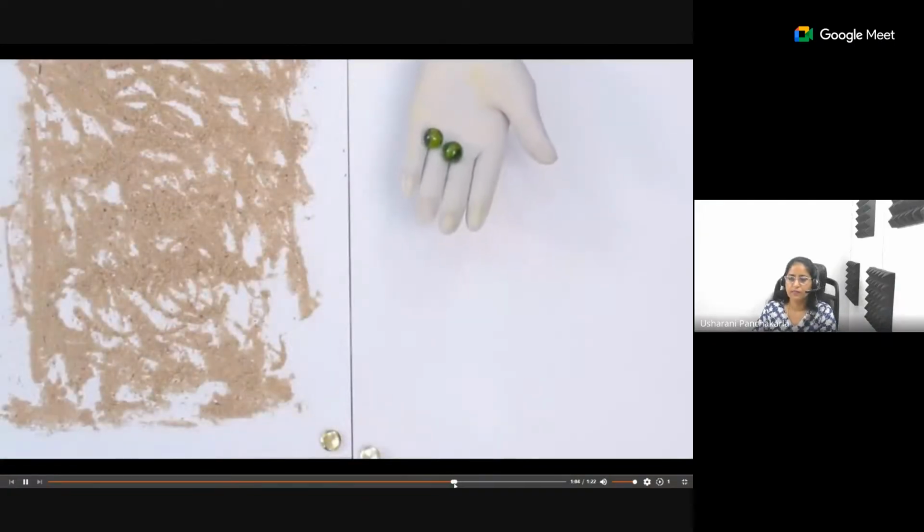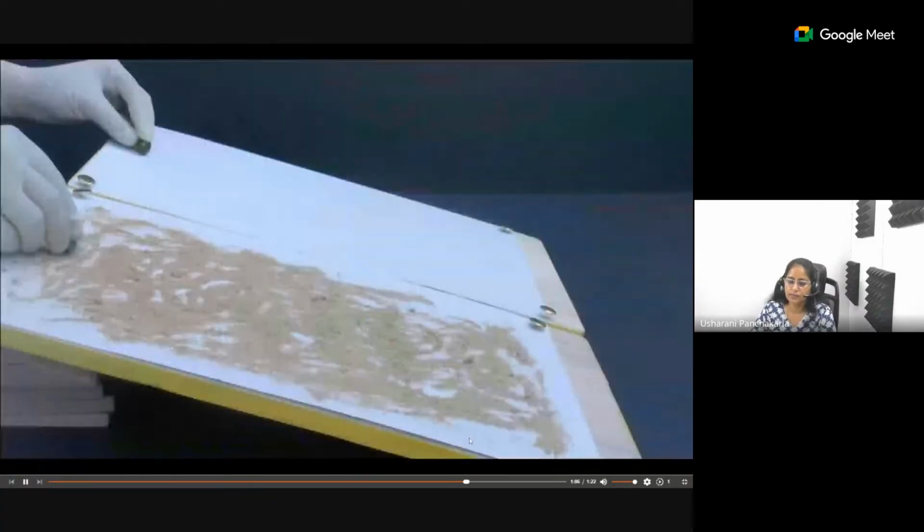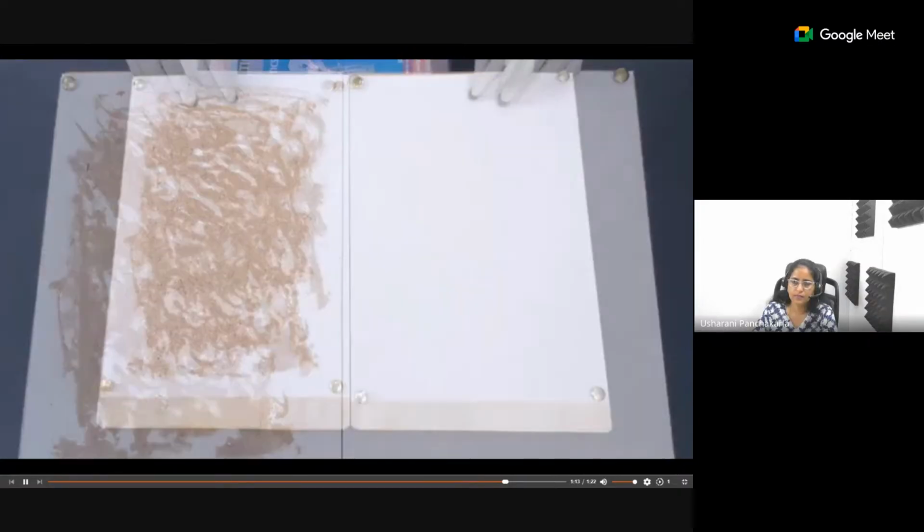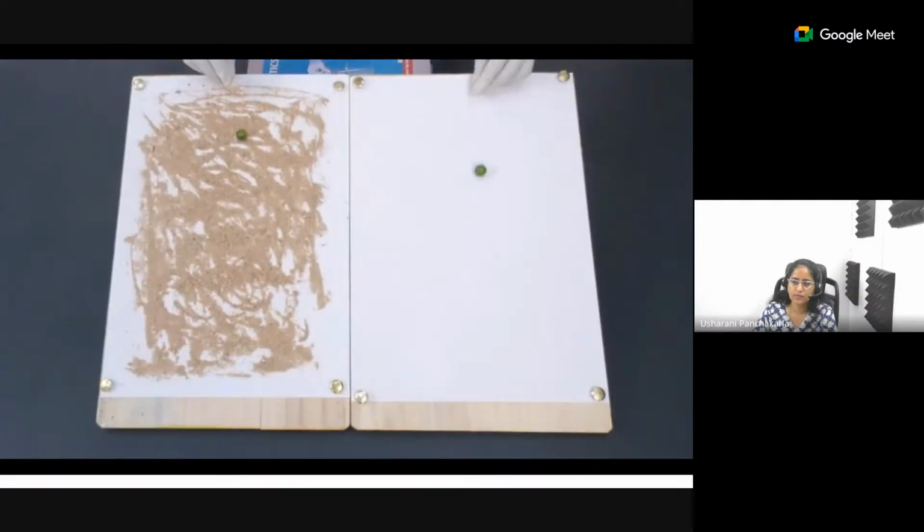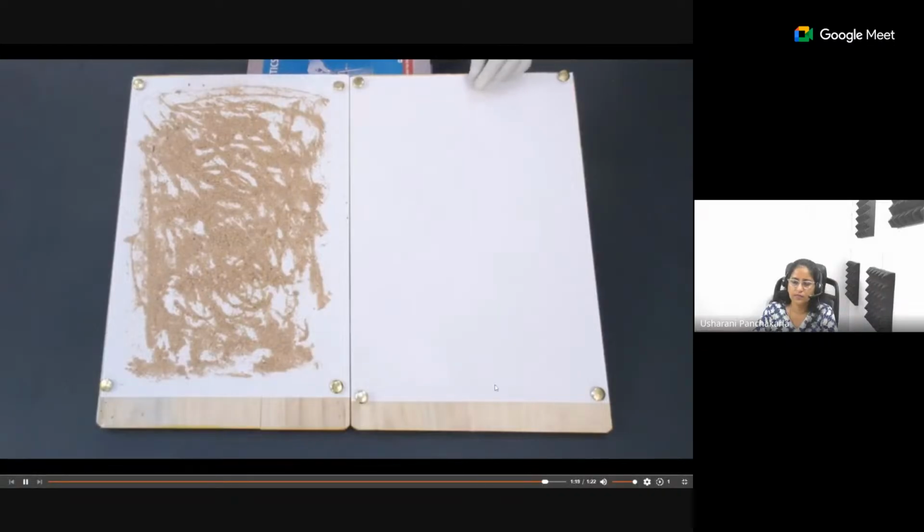Take 2 marbles and hold them at the top end of 2 inclined planes at exactly the same height. Now, release the marbles exactly at the same time. Which marble reaches the bottom first?